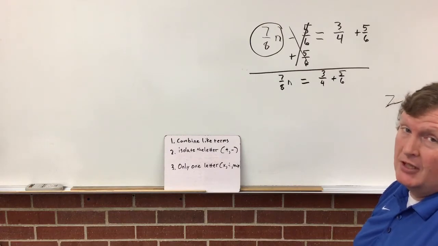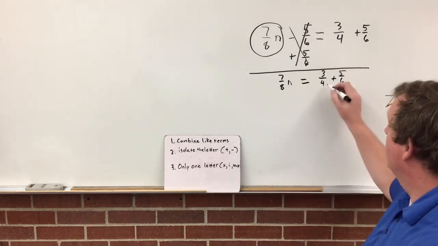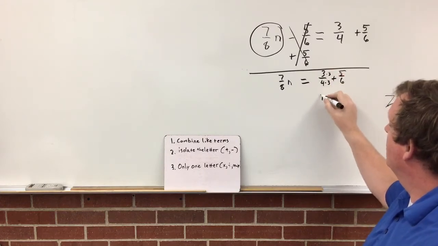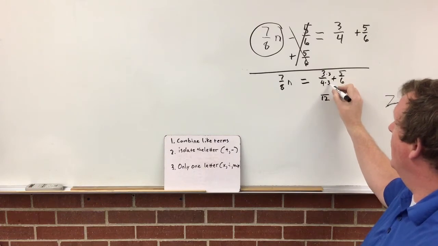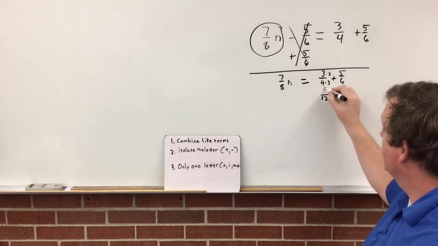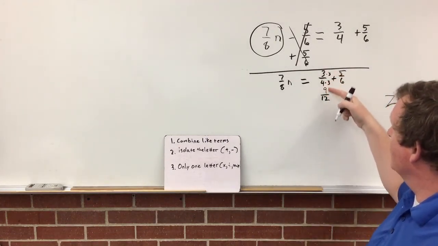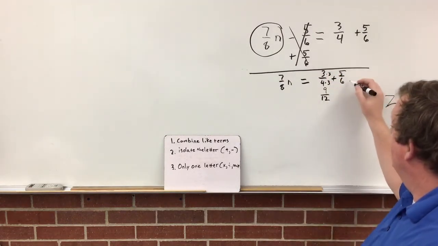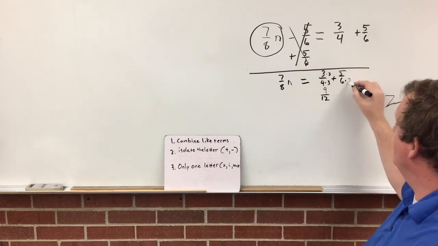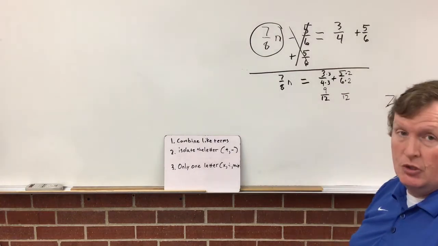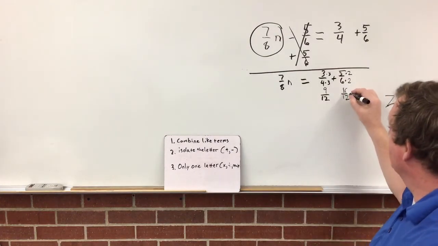You could take 4 times 6, that would work, but there's one that's lower, and that would be 12. 4 times 3 is 12, so I multiply times 3 on the bottom, I've got to multiply times 3 on the top. That converts it to an equivalent fraction of 9/12. This one, 6 times 2 is 12, so I've got to take the top times 2, which would be 10.